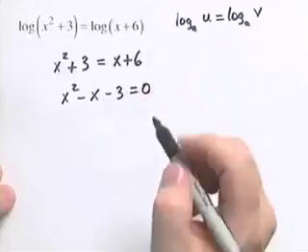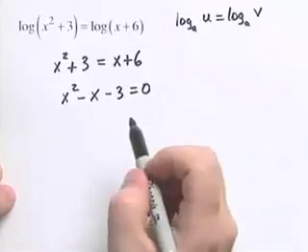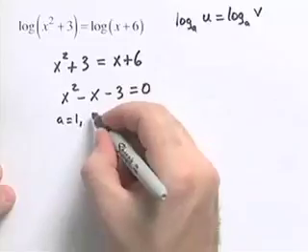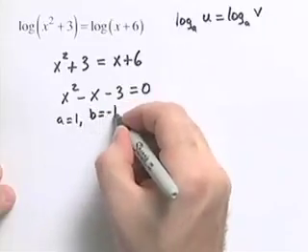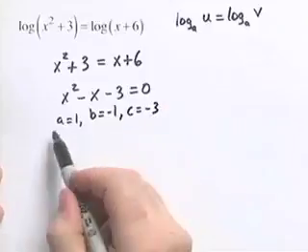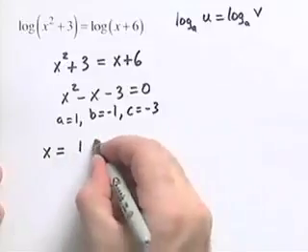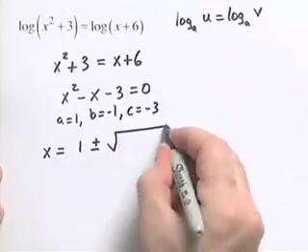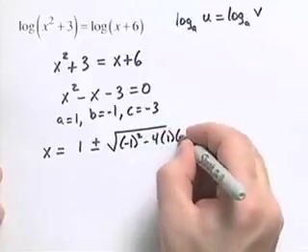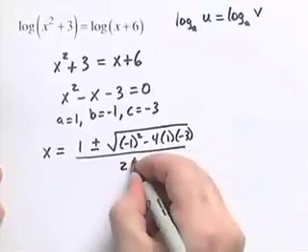I'm going to solve this equation by factoring, if possible. We look at this, it doesn't appear that factoring will work, so we can use the quadratic formula. a equals 1, b equals negative 1, and c equals negative 3. If we plug these values into the quadratic formula, we get x is equal to 1 plus or minus the square root of negative 1 squared minus 4 times 1 times negative 3, all divided by 2 times 1.